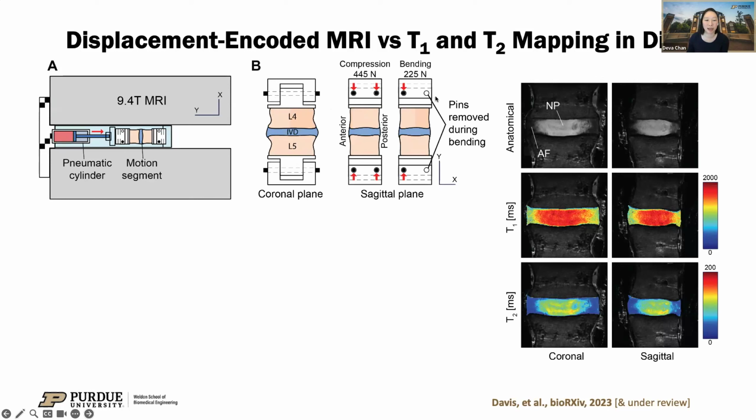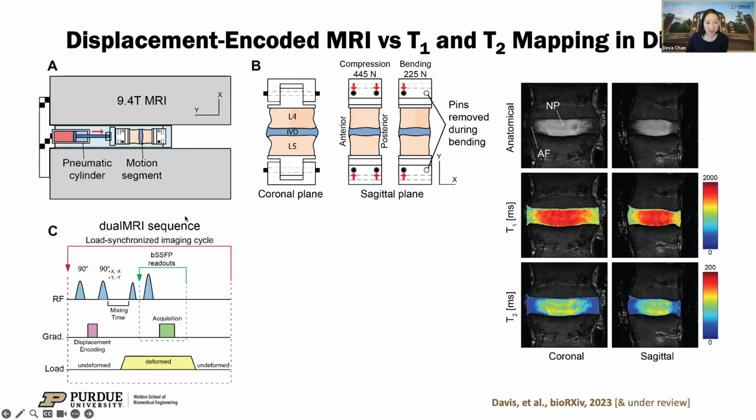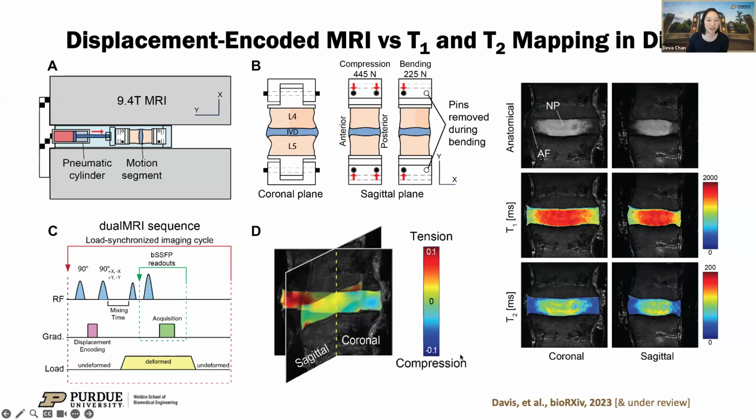from compression to bending. And so we had compression at approximately 1/2 body weight, and then we adjusted the bending so that it generated a 3 Newton meter bending moment in the anterior direction. We synchronized that with our displacement encoded imaging, and we also took sagittal and coronal measurements of the displacements.